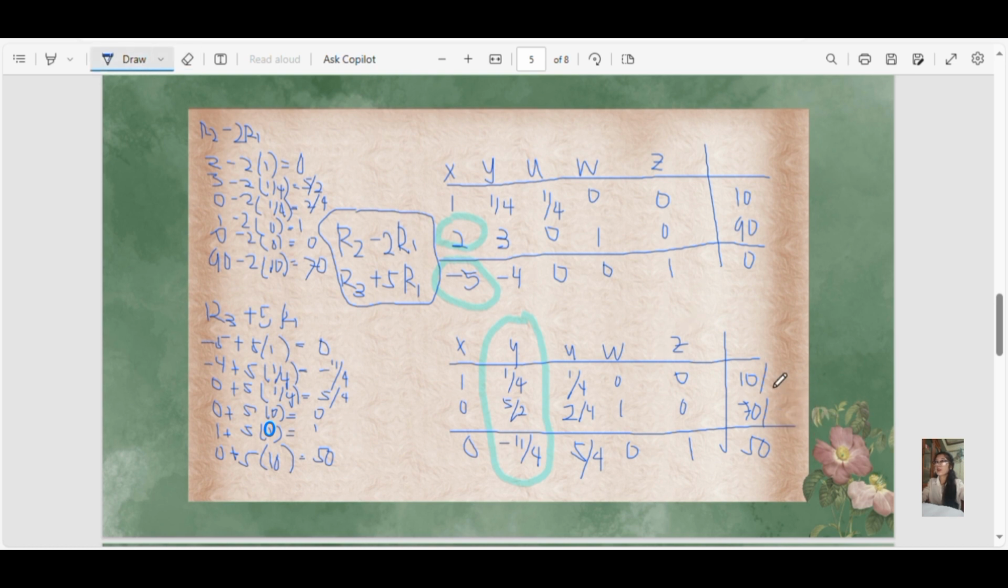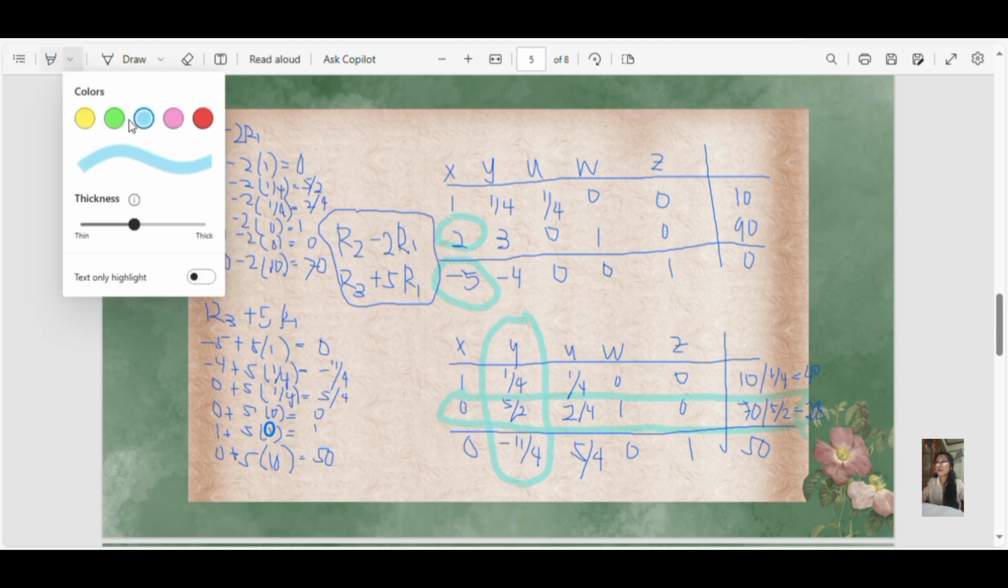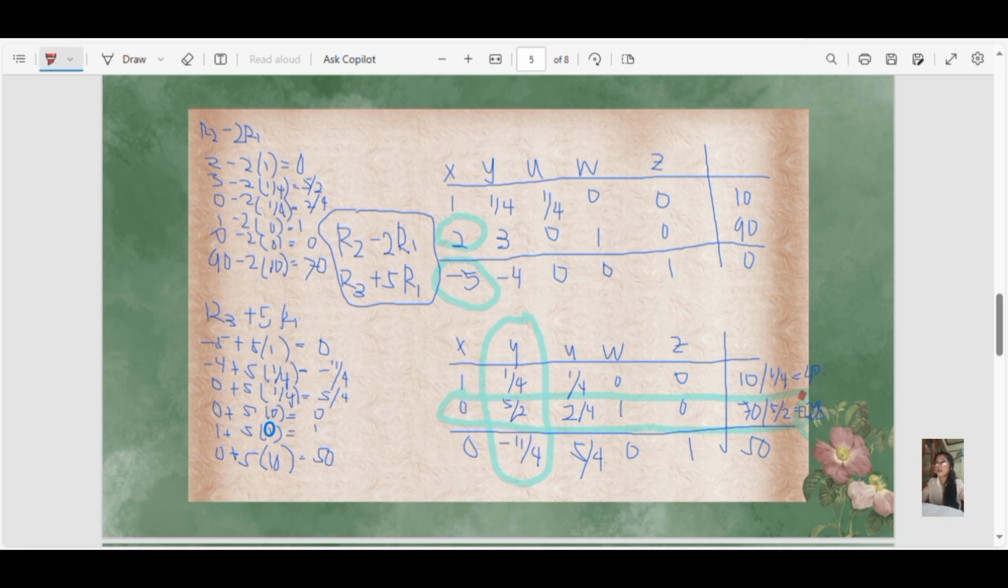Okay, divide that: 10 divided by 1/4 equals 40, and 70 divided by 5/2 is 28. So the last number is 28 in row 2, and we're going to perform the operations again, because 28 is the last.